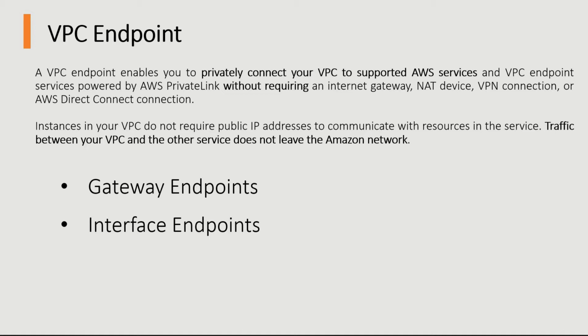A VPC endpoint also provides you the ability to connect to those services privately without requiring an internet gateway, NAT device, VPN connection, or AWS Direct Connect connection. There are two types of VPC endpoints. The first one is gateway endpoints and the second one is interface endpoints. In this tutorial, I will be showing you how to create a gateway endpoint.